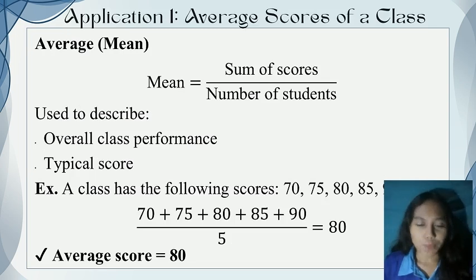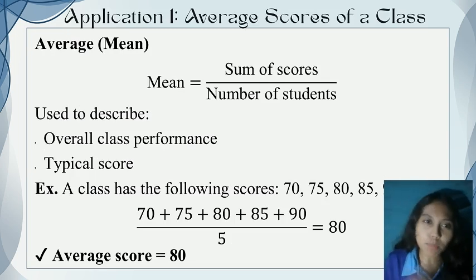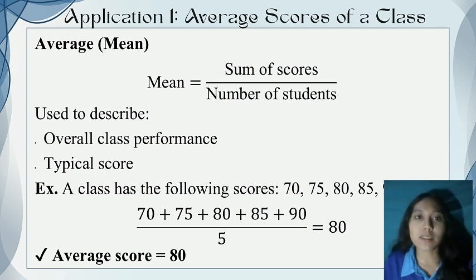So, application: the average score of a class. Average means the mean. So mean is equal to the sum of scores over the number of students. It is used to describe overall class performance, the typical score. Here is an example. A class has scored these. You just add them all and then divide by 5, which is equal to 80. So the average score is 80.